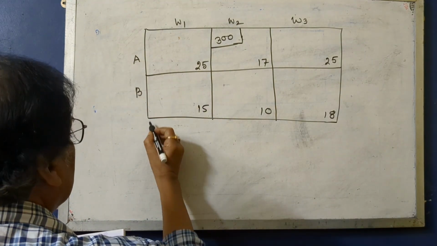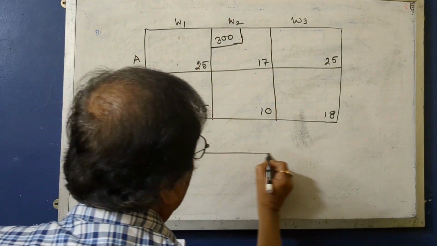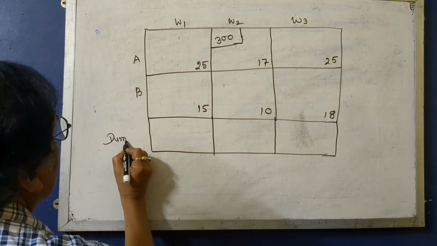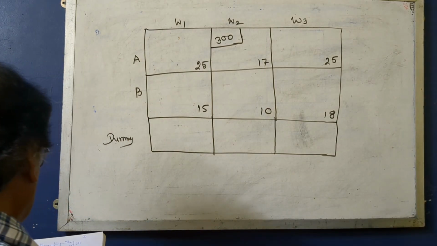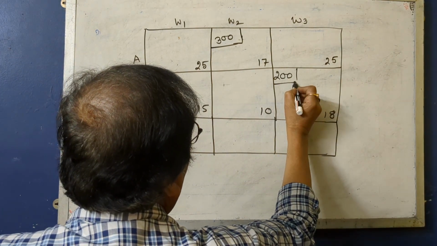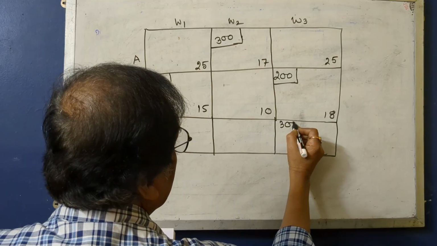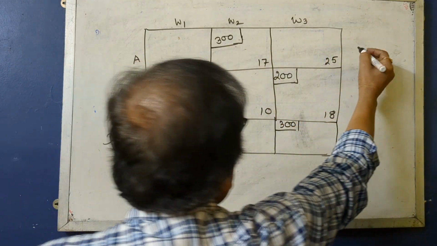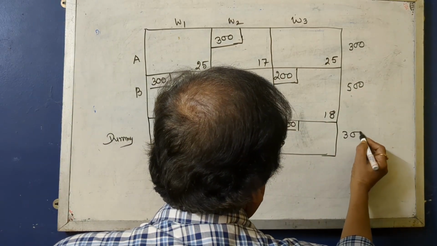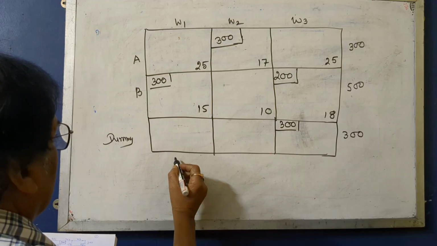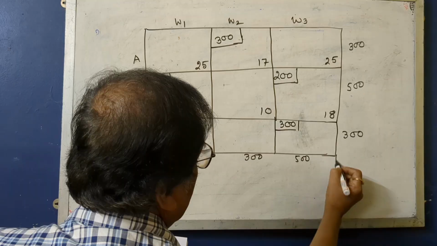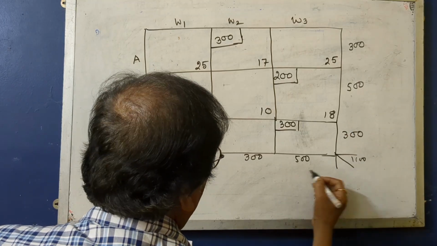You can check, there is also one dummy. Dummy. 300, 300 and 200, this is 300 and this 200 and finally this is 300. You can check the total requirement is 300. You can check whether you have made any mistake or not. This is 500 and this is 300. This was the total capacity and the requirement. This is 300 and 300 and this is 500, and you can check the total. This is 1100 and this is also 1100.